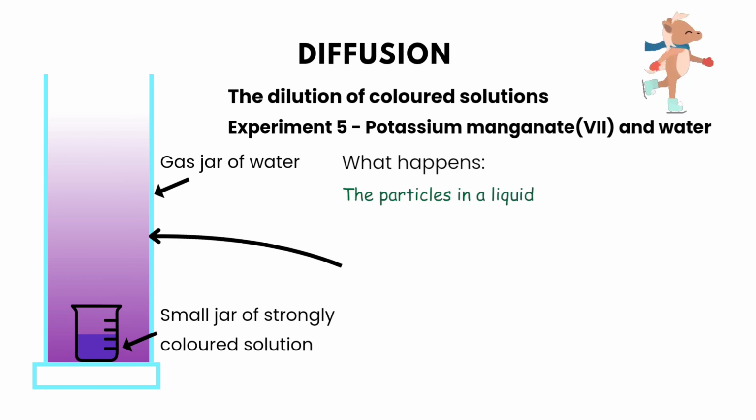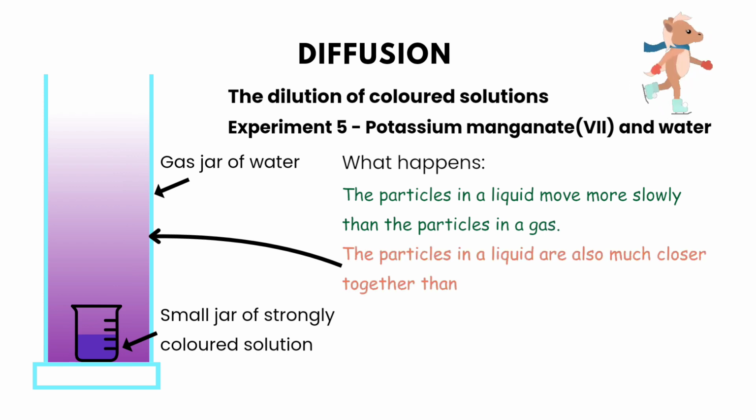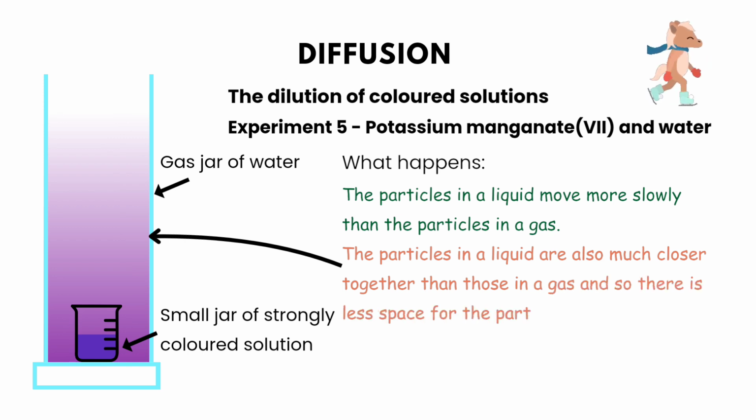What happens? The particles in a liquid move more slowly than the particles in a gas. The particles in a liquid are much closer together than those in a gas, and so there is less space for the particles to move into without colliding with each other.